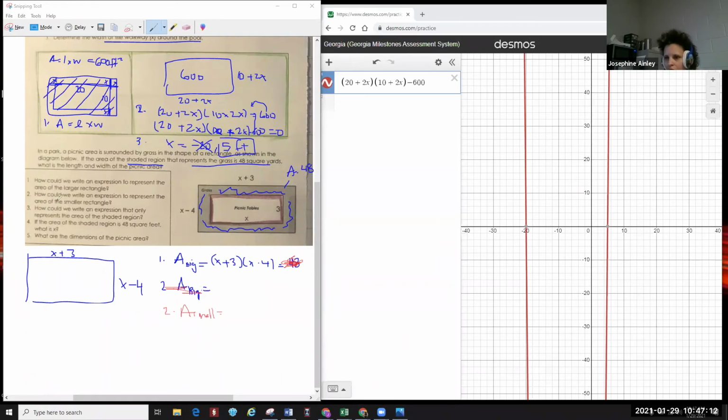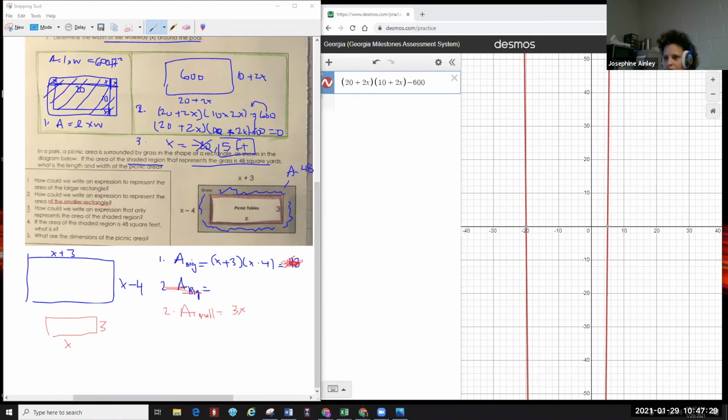Okay, so how could you write an expression to represent the area of the smaller rectangle? Go ahead and draw it. Here's a smaller rectangle. x is the length, and the width is 3. So the area is going to be 3 times x, which is 3x.